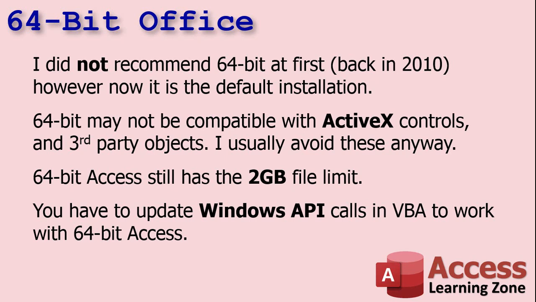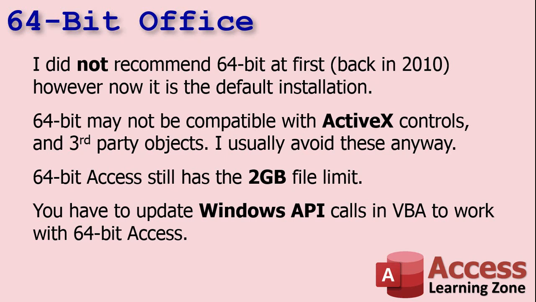Some of the other problems with 64-bit is that it may not be compatible with ActiveX controls or third-party objects. Now, I usually avoid those anyways. I don't like using things that aren't built into Access, but a lot of people use them. So if you have a database that's using ActiveX controls, like the file dialog picker, the color picker, those kinds of things, they may not work. Microsoft has upgraded a lot of them, but there's a lot of third-party objects, especially people who are running databases that were built in 2000, and that company's no longer around. If you upgrade Access, you're out of luck.